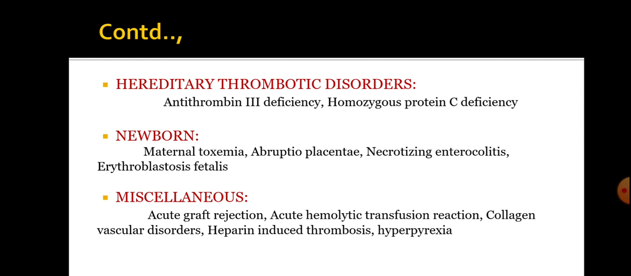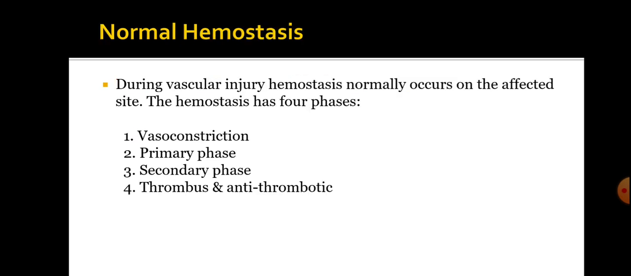In newborns, DIC can develop because of maternal toxemia, abruptio placentae, necrotizing enterocolitis and erythroblastosis fetalis. There are some miscellaneous causes which can result in development of DIC, which include acute graft rejection, acute hemolytic transfusion reaction, collagen vascular disorders, heparin-induced thrombosis and hyperpyrexia.